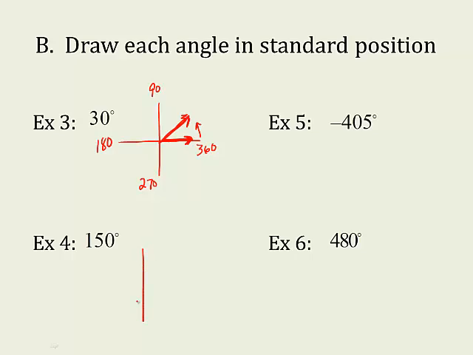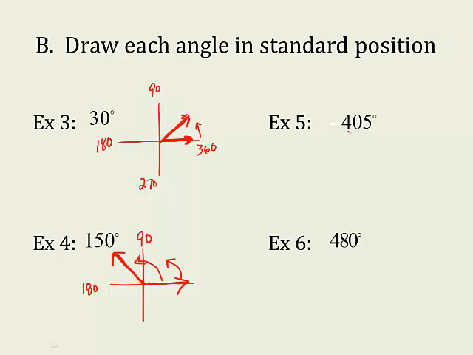Look at example 4, 150 degrees. Here's my initial side. It's positive, so it's going to go counterclockwise. If 180 is over here and 90 is here, I know it has to land somewhere in between. So I'm going to land it right there, and make sure you show your direction with your angle.